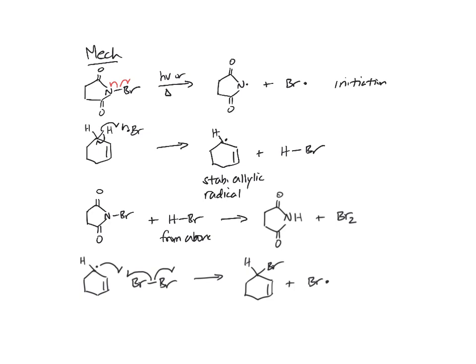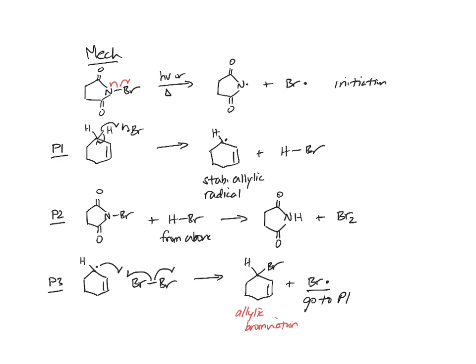So let's call this, for the steps, let's call that propagation 1, propagation 2, and propagation 3. This Br radical will go back to propagation step 1 and continue the cycle again. Now, the net result is that I have accomplished an allylic bromination, and I haven't destroyed my double bond. I still have the double bond there.